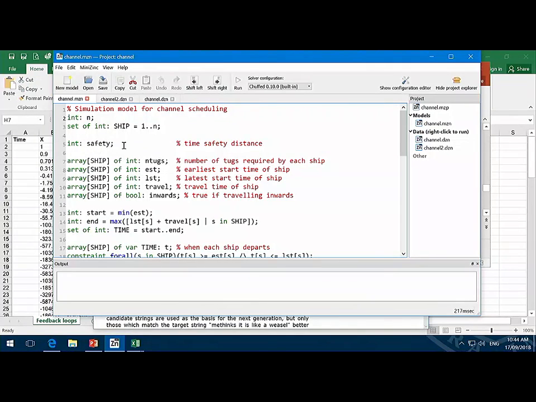We've got a safety distance, which was 10 minutes. Basically, we have to keep them apart by 10 minutes so they don't run into each other. Then the earliest start time, the latest start time, the travel time it takes, and whether they're going inwards or outwards, right?